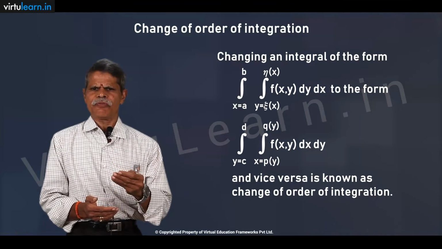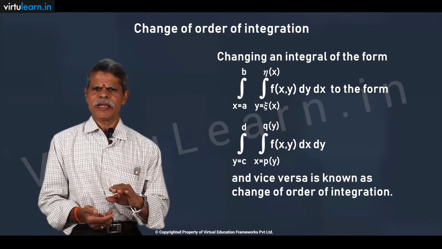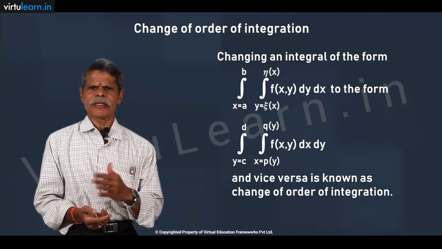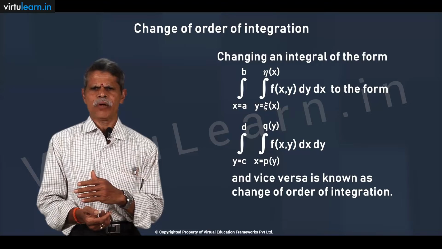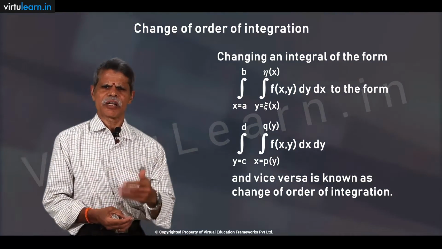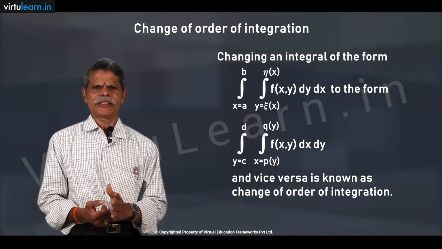So, to be brief, I can as well say that if we have variable limits for y and constant limits for x, then converting it to an integral wherein x will have variable limits and y will have constant limits, or vice versa, is known as change of order of integration.